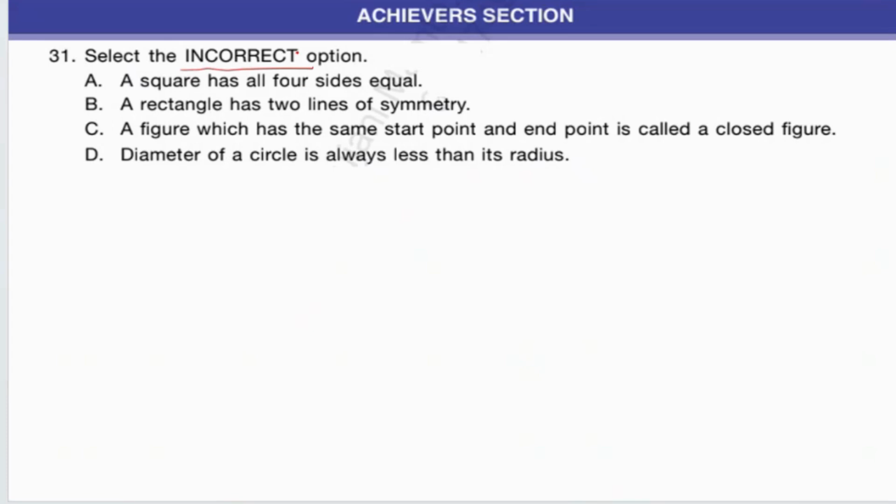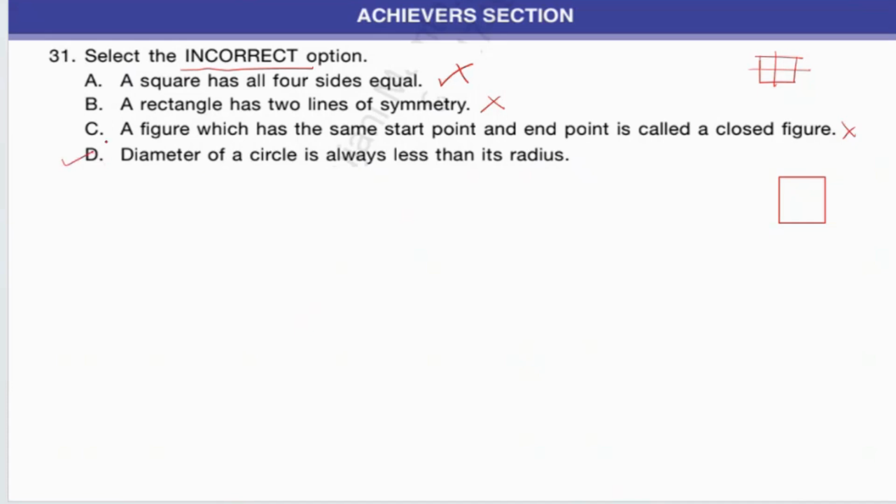Okay, not correct. A square has all 4 sides equal. Yes, we know that. It is a correct option, so it can't be my answer. A rectangle has 2 lines of symmetry. Yes, a rectangle has 2 lines of symmetry, vertical and horizontal. This is also a correct option. A figure which has the same starting point and ending point is called a closed figure. Yes, same starting and same ending, it will become a closed figure. So this can't be my answer.